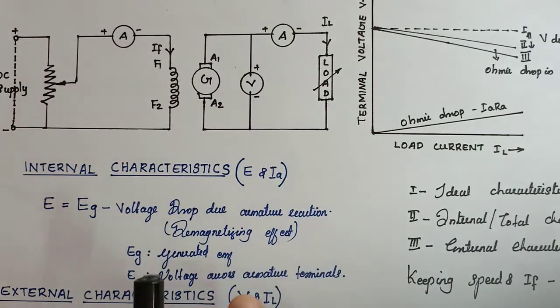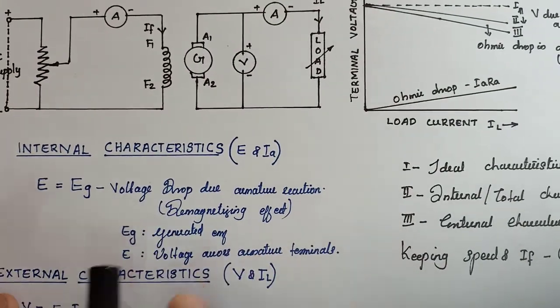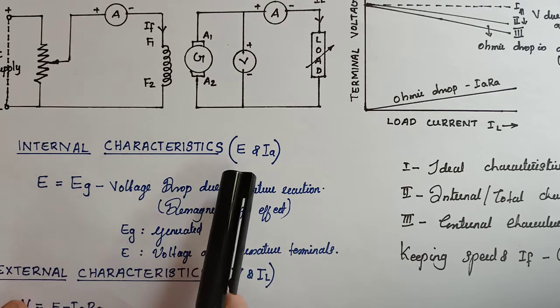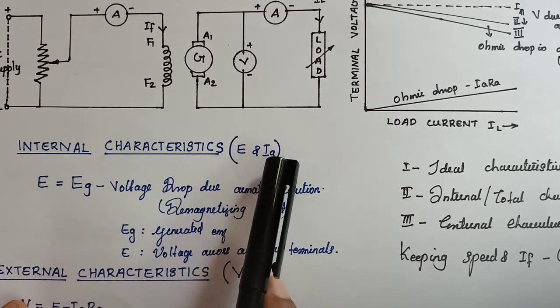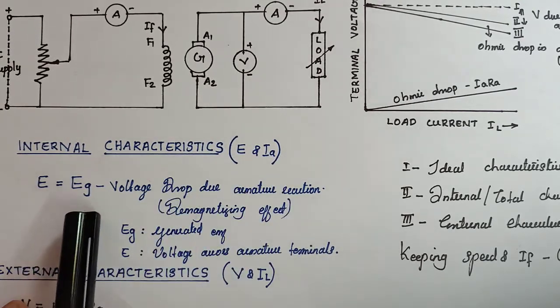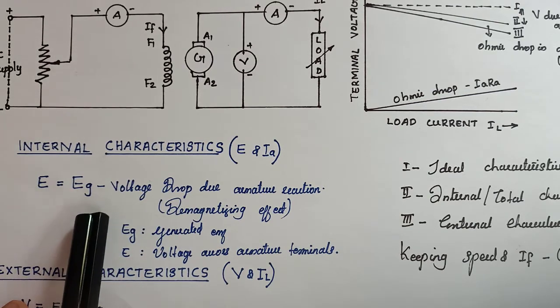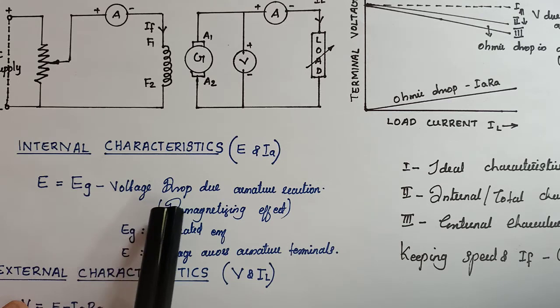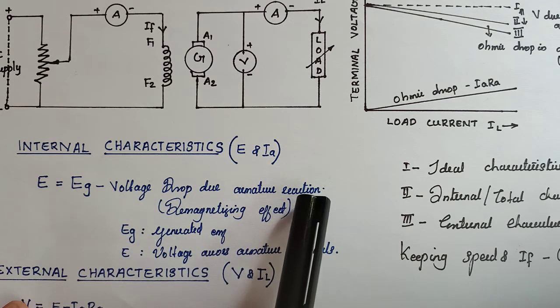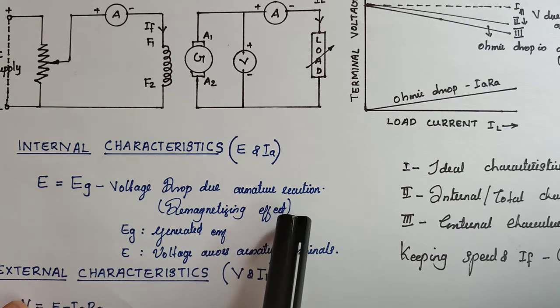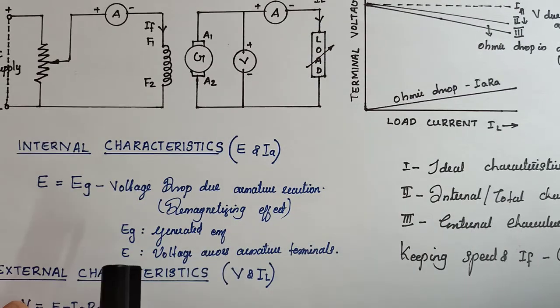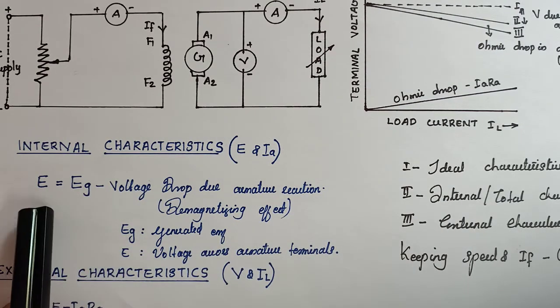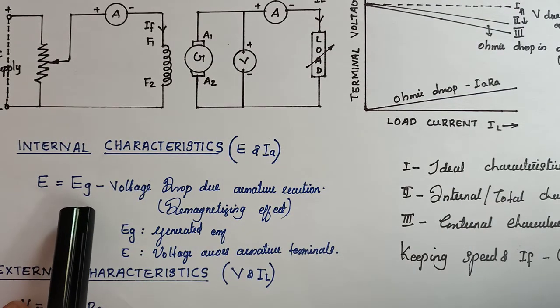Okay, so the internal characteristics will give you the relation between E and IA, and E is equal to EG minus the voltage drop due to armature reaction, where EG is the generated EMF in the armature, and the drop is the demagnetizing effect of armature reaction. So E will always be less than EG.